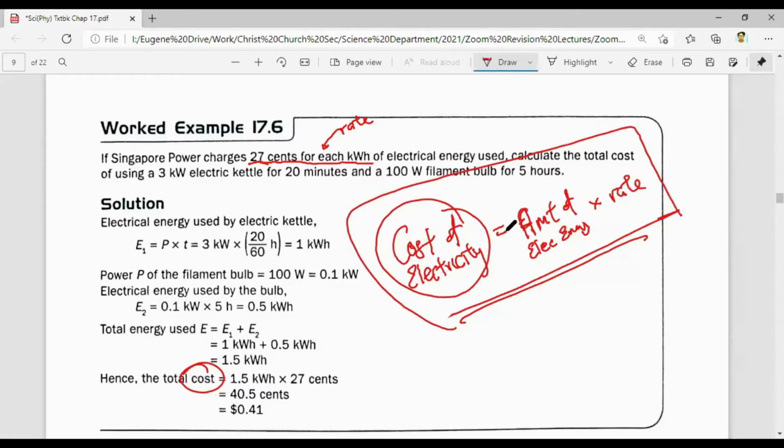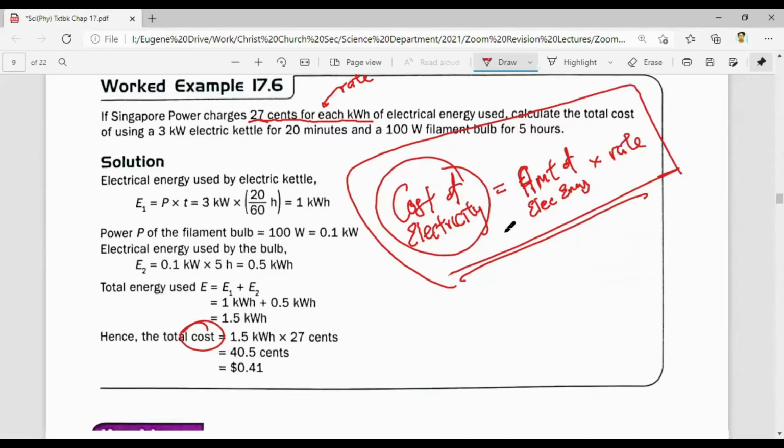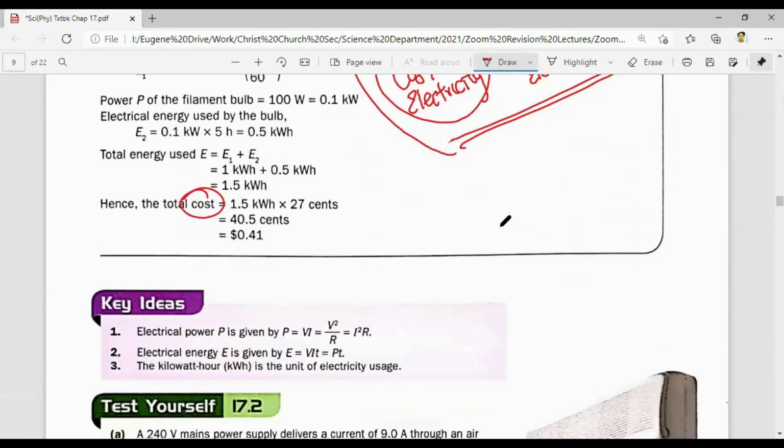Okay, so we have gone through quite a fair bit in terms of the formulas used. We have gone through P equals IV, P equals V squared over R, P equals I squared R. So we learned that electrical power can be expressed in these three different formulas.